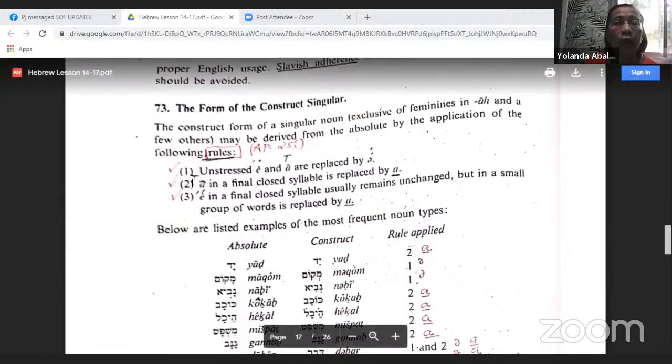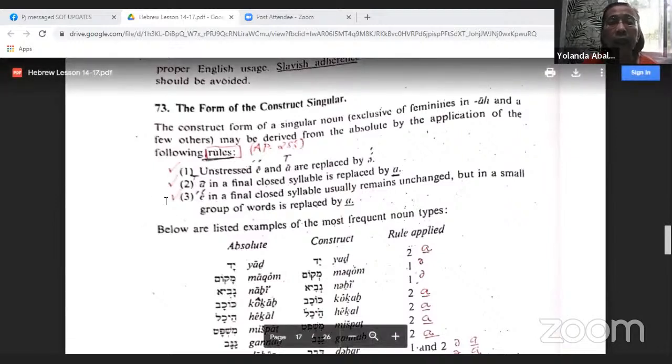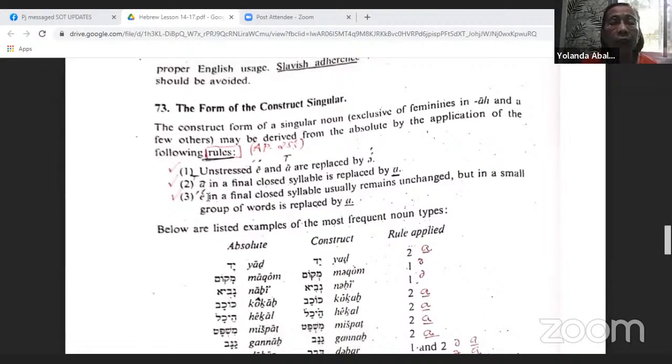Rule number 2, the comets in a final closed syllable is replaced by a patak. Now, rule number 3, the chire in a final closed syllable usually remains unchanged, but in a small group of words, it is replaced by a patak. Ang pinag-uusapan natin dito, vowels.